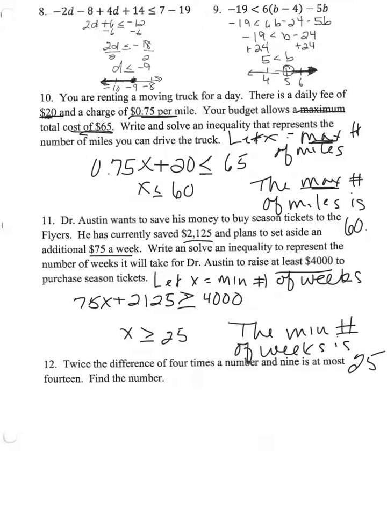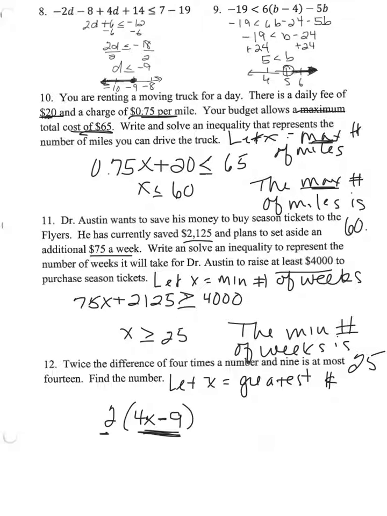Twice the difference of 4 times the number and 9 is at most 14. Find the number. So let x equal greatest number or maximum number. So twice the difference of 4 times the number and 9. So I need to have 4 times the number and 9. So the difference of those two. But I want twice that difference. So I have to put that in the parentheses to say, all right, I need twice the difference of these two values. So it has to be in parentheses.